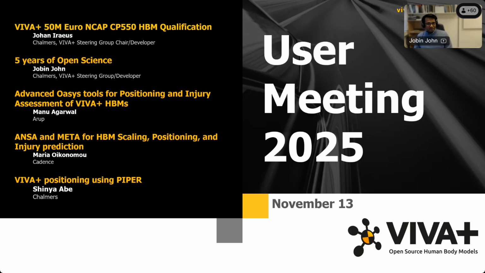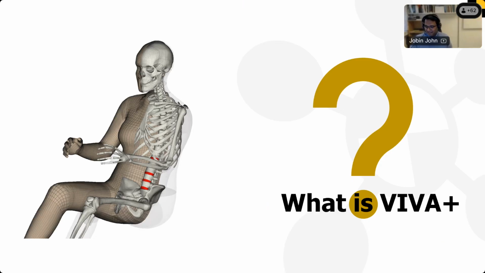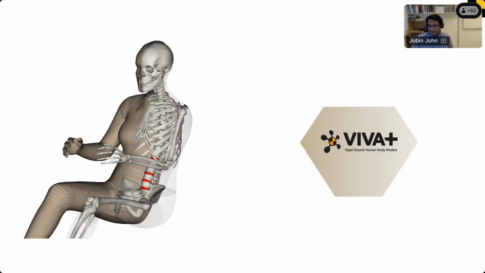Before I give over to Johan, I will give a brief overview of what VIVA Plus is. Maybe some of you are not familiar with VIVA Plus and haven't used it before, and we thought it would be nice to give you an overview. VIVA Plus is a finite element human body model, and what makes it distinct is that it is an open source human body model.